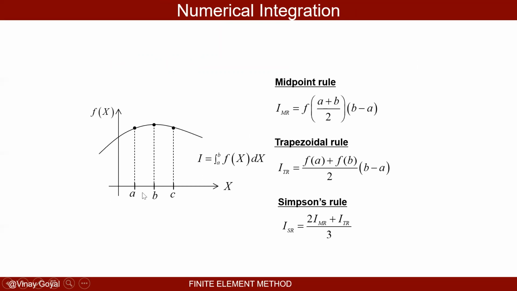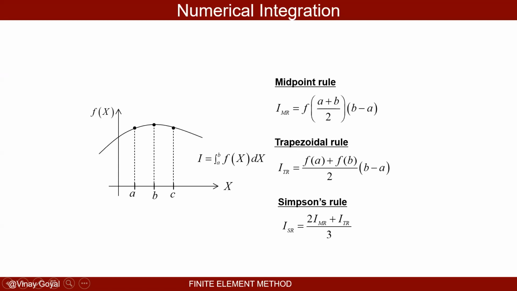You may have seen this in calculus, but the trapezoidal rule, for example, evaluates this function at A, evaluates the function at B, and then basically calculates the area of this trapezoid. You have the midpoint rule, you have Simpson's rule. All these formulas attempt to find the integral of this curve between A and B. That's what they're trying to do.